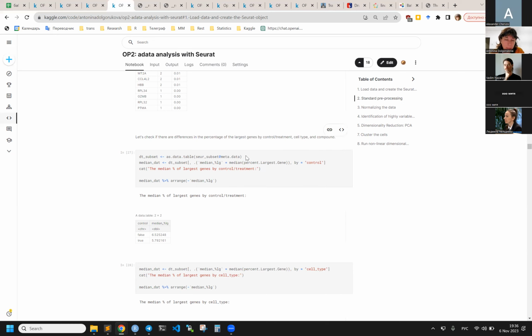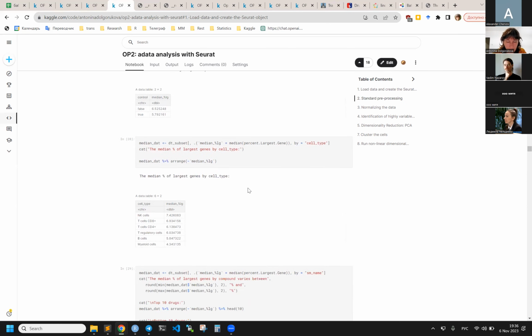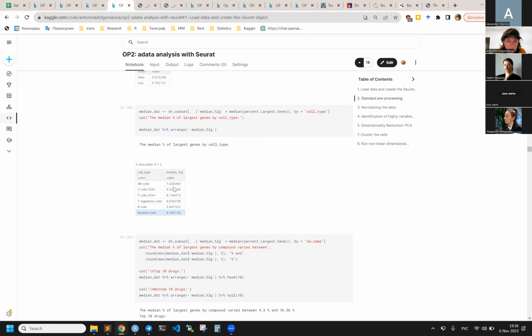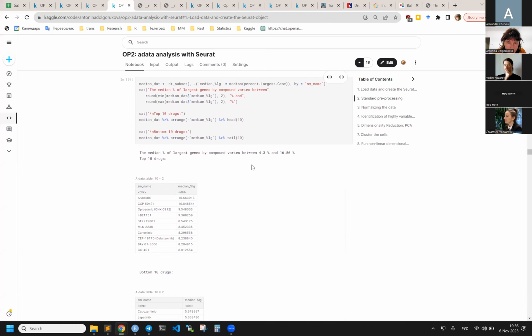Also, we made the same check of whether the number and percentage of largest genes can be explained by control or drug treatment. It is not. The distribution is quite similar. So cells treated with control and with our drugs have a similar percentage of largest gene. So it's okay here. And this amount of largest gene is also quite equal between cell types, which is good.